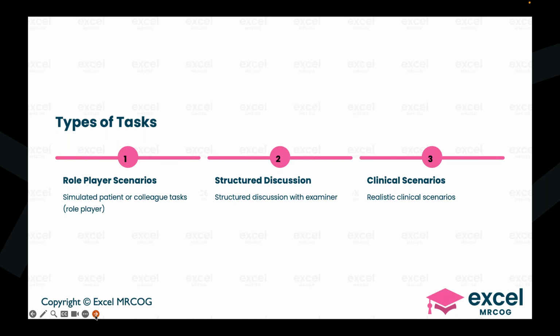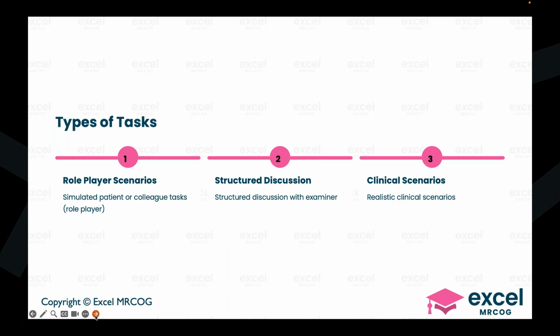How do you know? It is a common mistake to confuse whether this is a structured discussion or an SPT. SPT is a simulated patient task. Because we practice so many simulated patient tasks, it is common to mistake an SD, that is a structured discussion, for an SPT and start talking as though you're talking to a patient. So that should not happen.